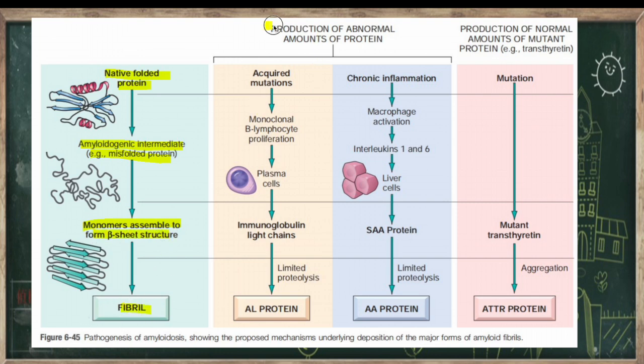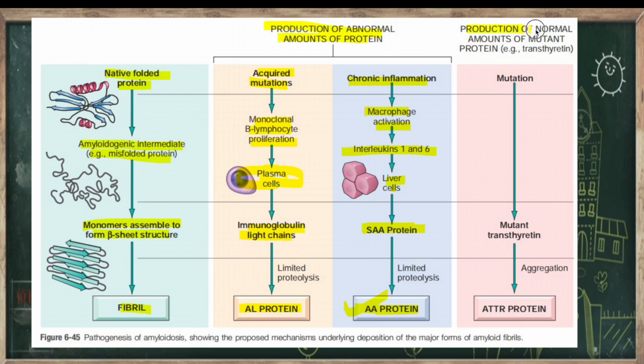Now the production of abnormal amounts of protein can be due to acquired mutation and chronic inflammation. In acquired mutation, we have monoclonal B lymphocyte proliferation converted into plasma cells. These produce the immunoglobulin light chains, and there is formation of AL protein. In chronic inflammation, there is macrophage activation. IL-1 and IL-6 get activated in the liver cells, and the protein formed is SAA protein, and the final fibril protein is AA protein. These are the precursor proteins.